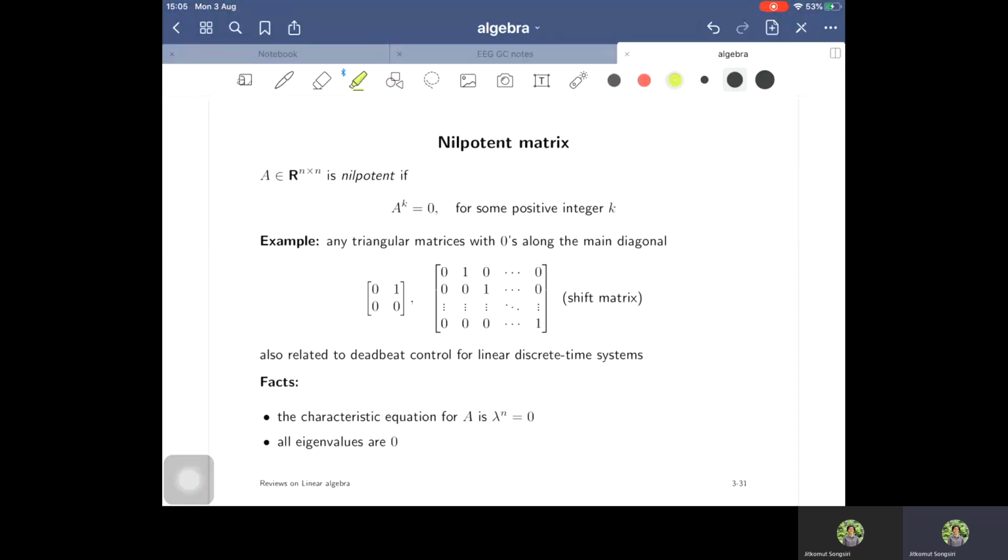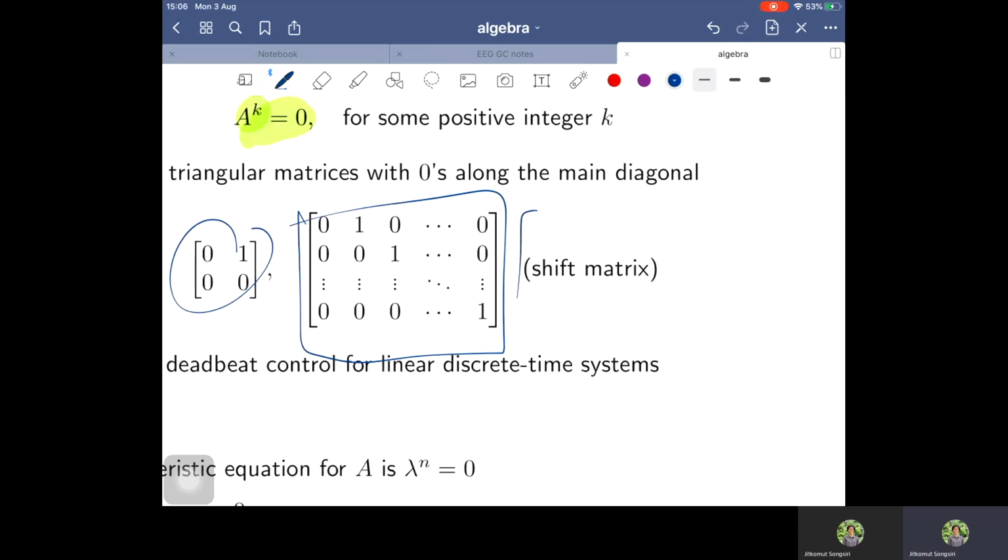I'm going to go over this topic real quick. Nilpotent matrix. A nilpotent matrix is a matrix that, when you compute the matrix power for some k, turns out to be 0. For example, 0, 1, 0, 0, or a shift matrix. A shift matrix is called a shift matrix because if you multiply this with x, try to compute it, pause the video and compute it, you get x2, x3, and so on up to xn. You shift it up.